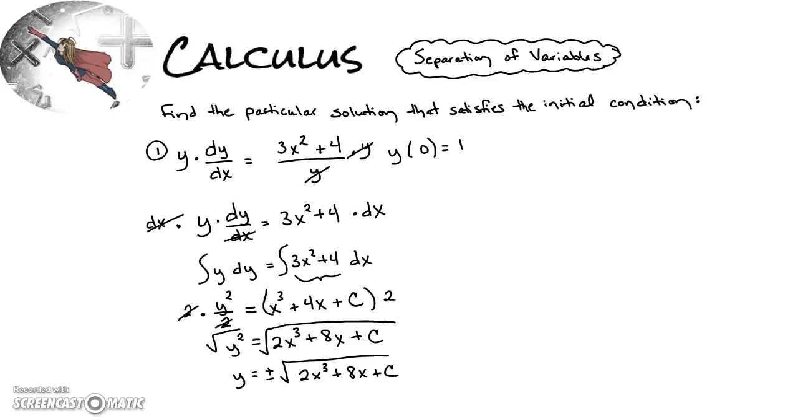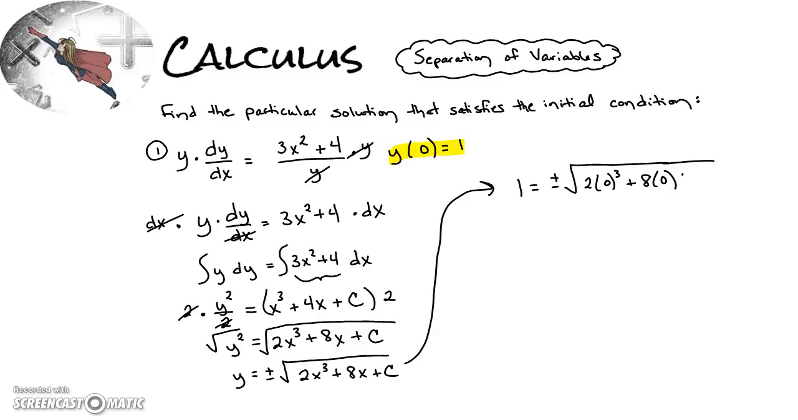And now here comes the initial condition. So y of 0 equals 1. So I'm going to plug 0 in for each x, and the 1 gets plugged in for the y. So I have 1 equals plus or minus the square root of 2 times 0 cubed plus 8 times 0 plus c.